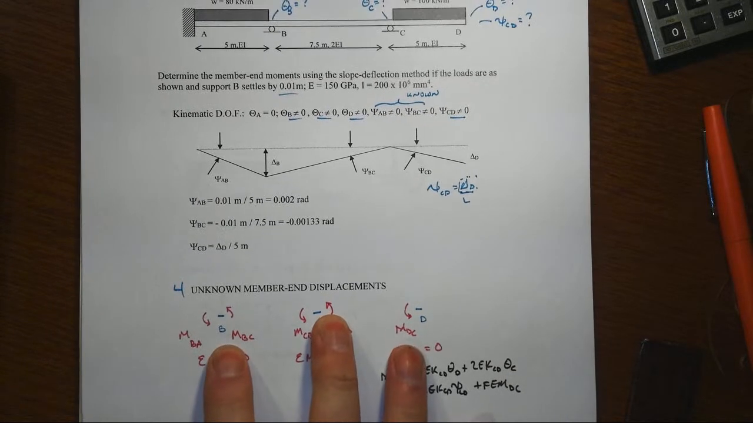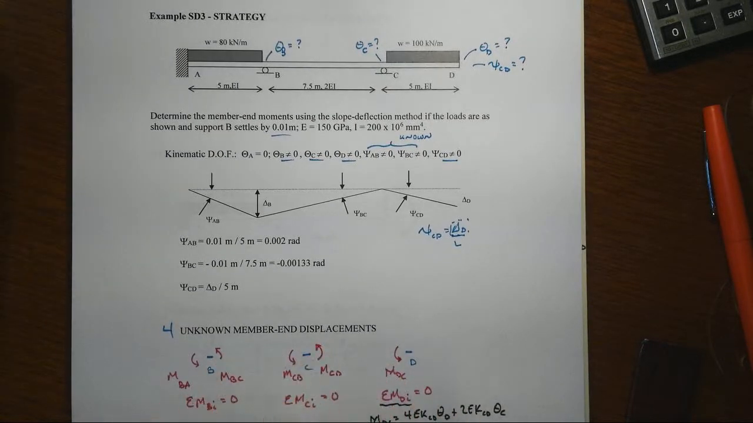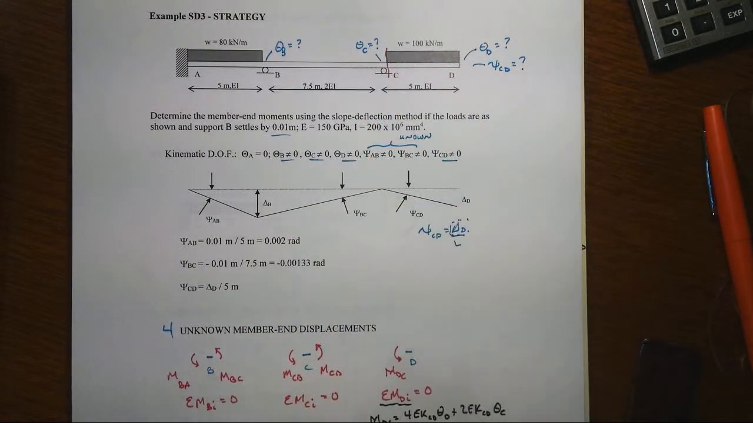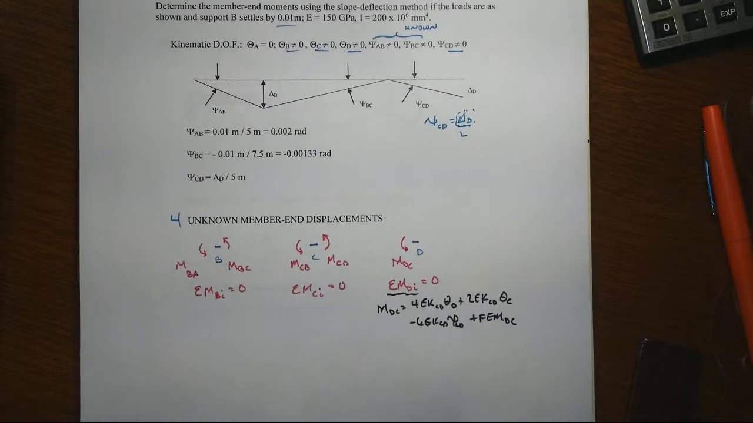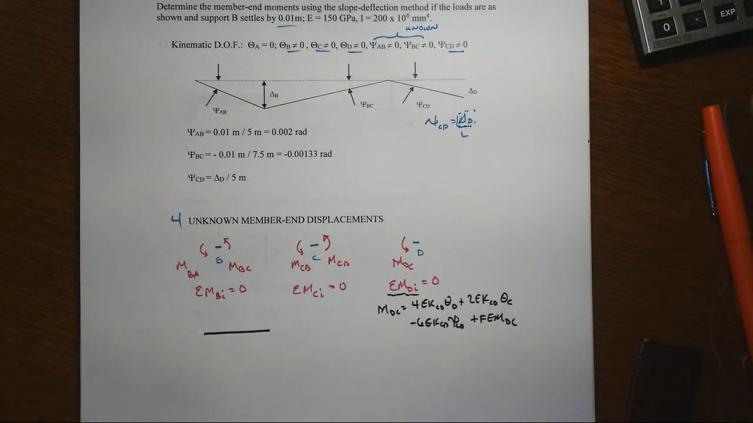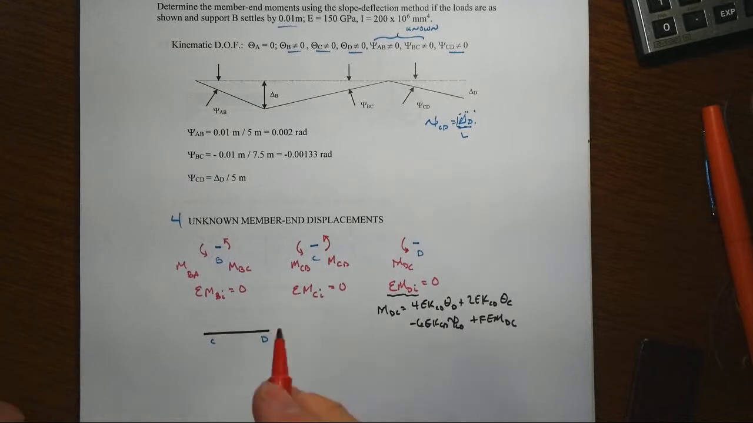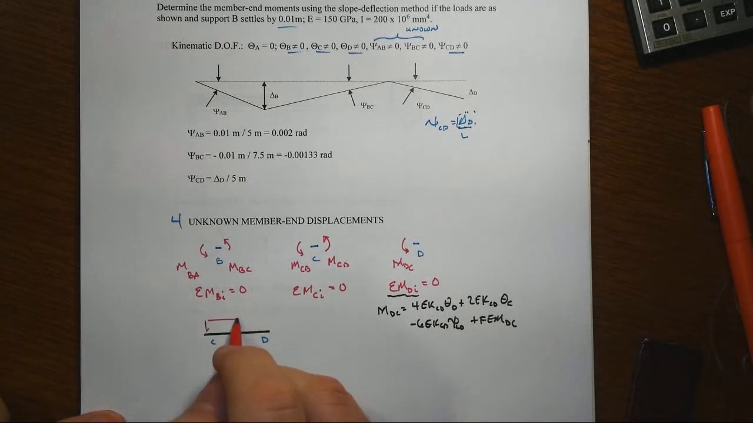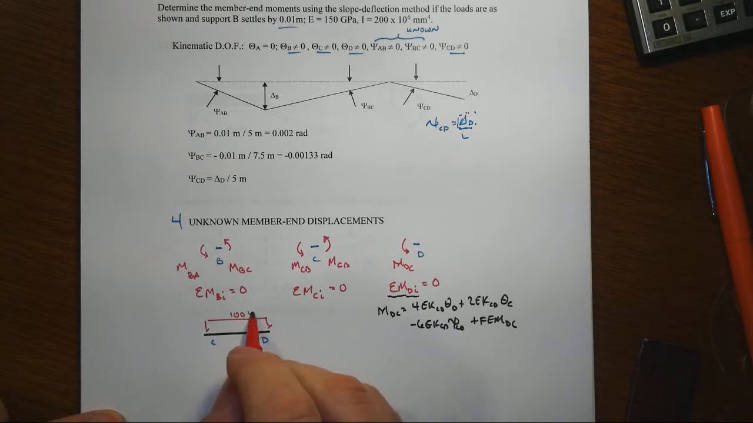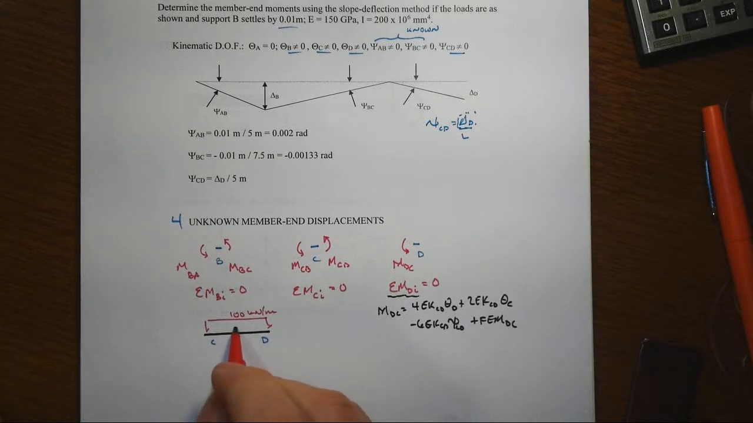So, for instance, in this case, because we have this cantilever up here, we can come right to the right of that support, and we can then put our loads on, and that is 100 kilonewtons per meter, and it's 5 meters long.